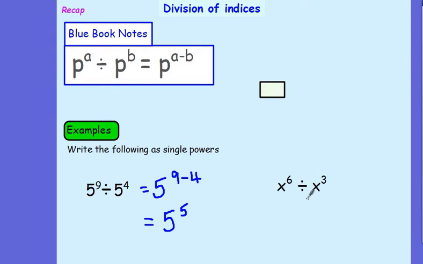If I've got x to the power 6 divided by x to the power 3, it's the same process. I end up with x to the power 6 take away 3, which is x to the power of 3.